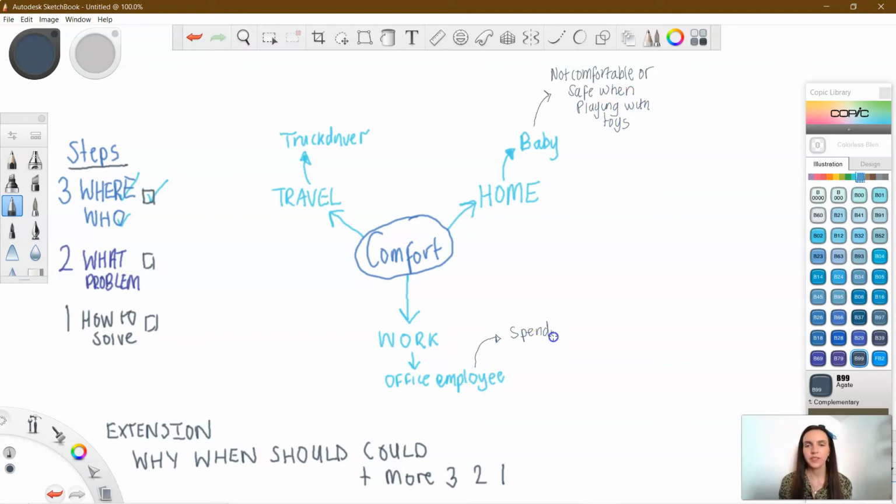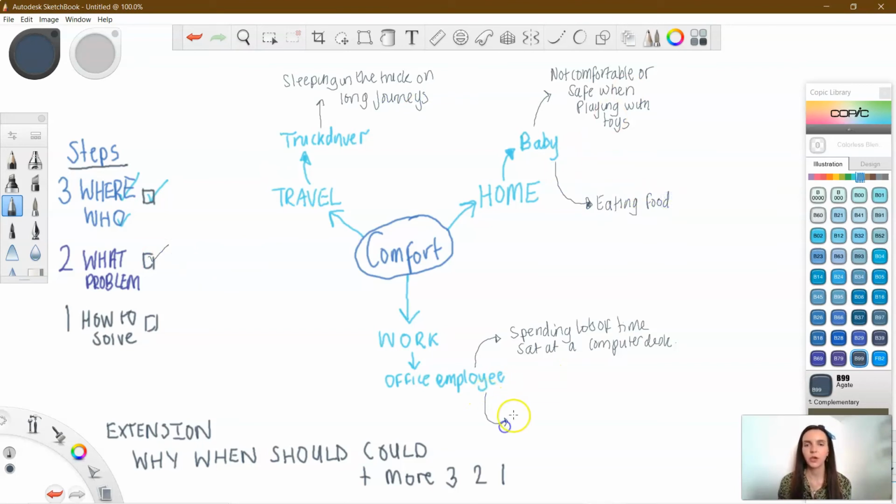At work, an office employee, they're spending so much time at their desk, 8 hours plus sat at a computer. A truck driver has to sleep overnight in the truck. Now, this is just one potential problem, but we need 2. So a baby eating food in the home, an office employee with poor posture while sitting at their desk, and a truck driver who wants to watch TV in their truck.